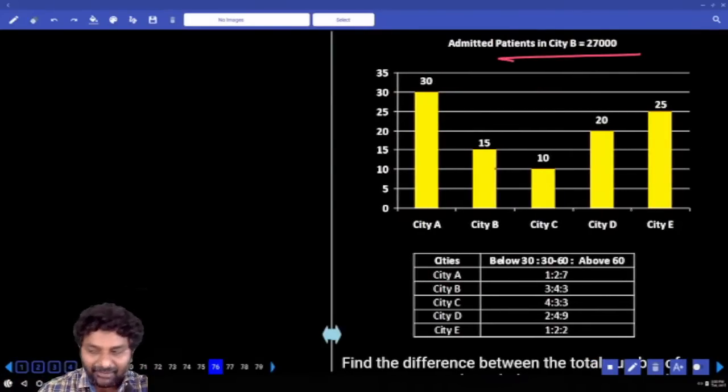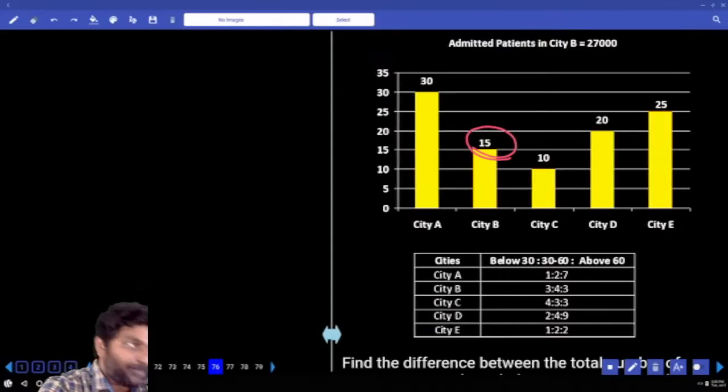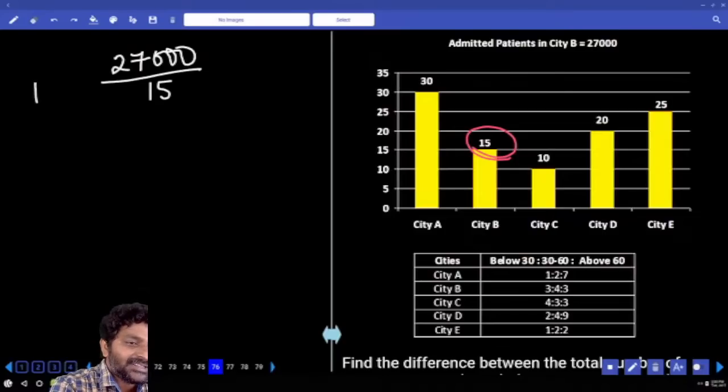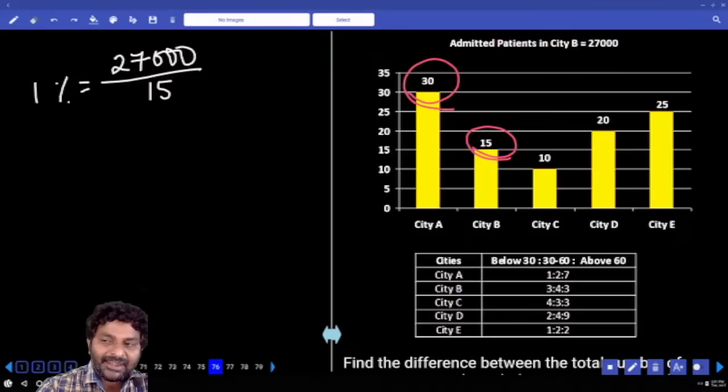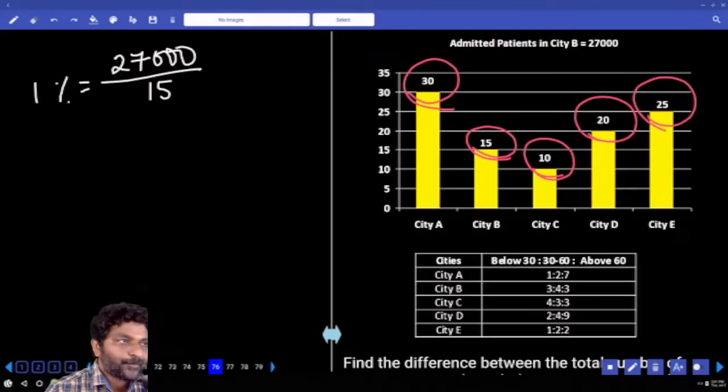In city B, we have 27,000, that is equal to 15%. So 1% value is equal to 27,000 divided by 15. This will give you the 1% value, correct? Then can we identify what these numbers are now? It will definitely take time, right?